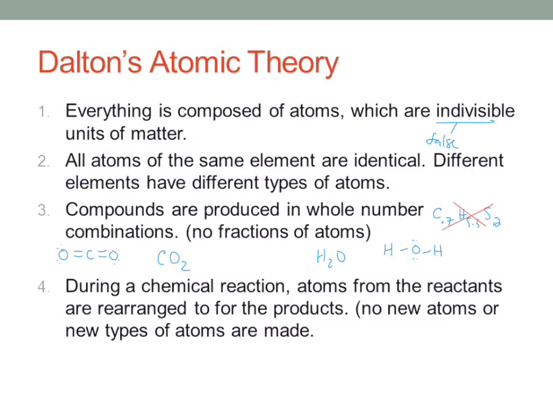And then lastly, Dalton was saying that during a chemical reaction, atoms from the reactants are rearranged to form the products. Or in other words, there are no new atoms and no new types of atoms made. So this goes back to like we can't turn lead into gold. Let me just give you an example of a reaction.